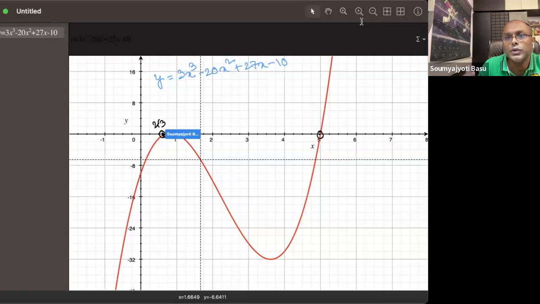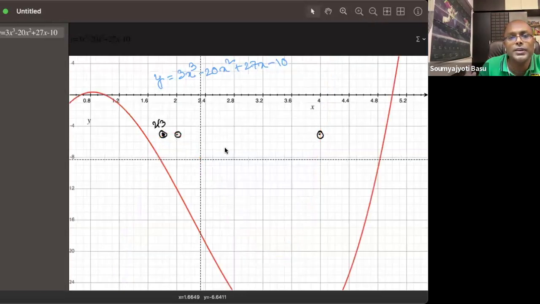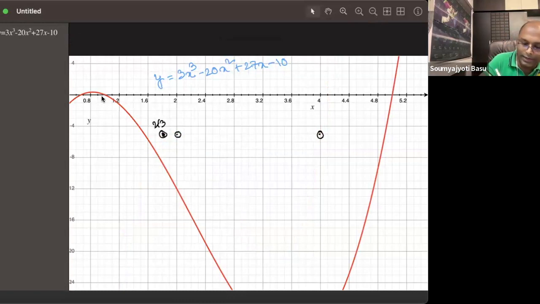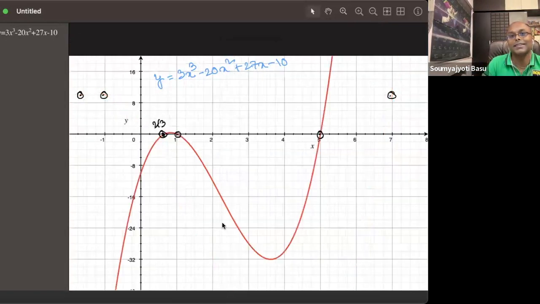You can actually zoom in, okay? If you zoom in, you can see. Can you see that? Now, it's a little better viewed, right? 2 by 3 and 1. And here it is 5. And how does it change sign? Here it is positive, here it is negative. In between here, it is again positive and negative. Very similar to the way we plotted it, correct? These things should remain in your mind.